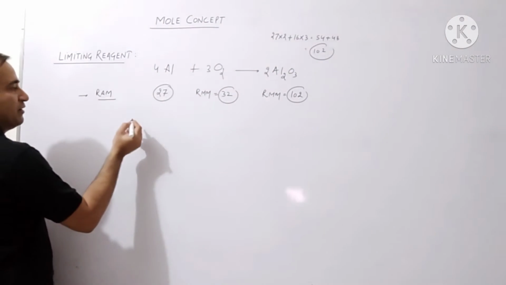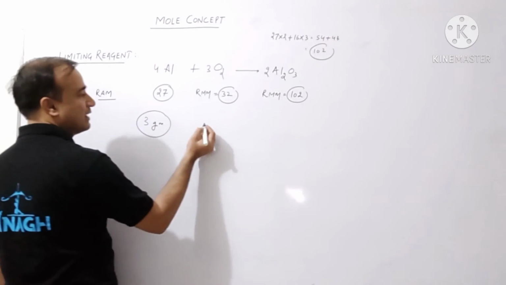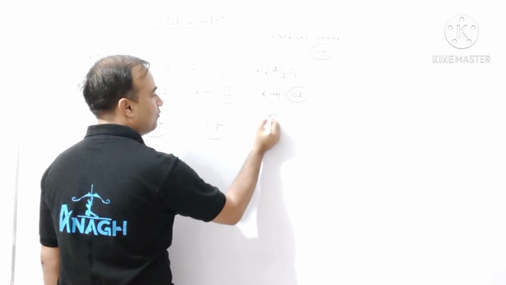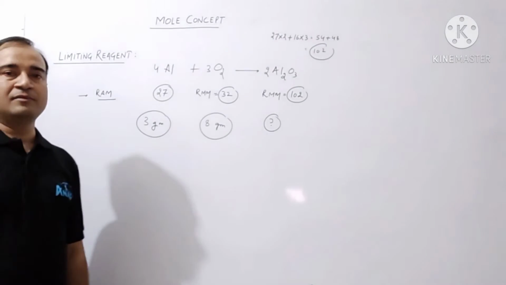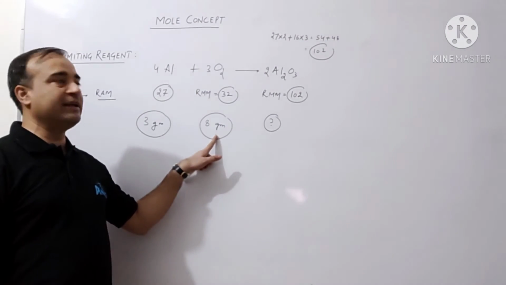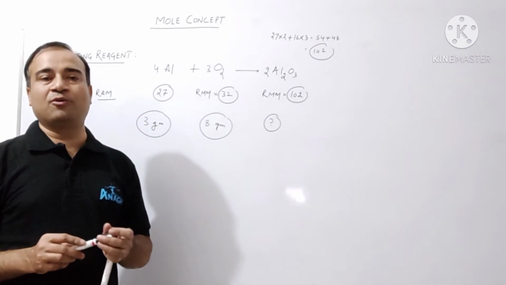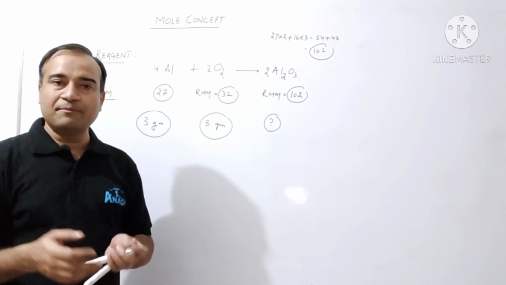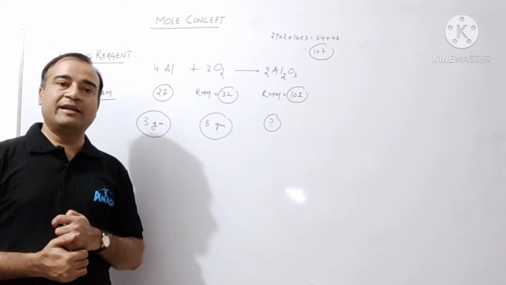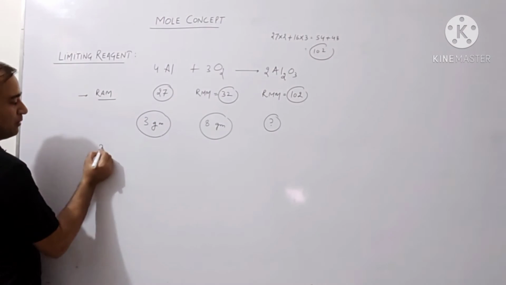In this question, we are given 3 grams of aluminium, which reacts with 8 grams of oxygen. Find the amount of Al2O3 formed. The question is, if 3 grams of aluminium is treated with 8 grams of oxygen, how many grams of Al2O3 will be formed? The procedure is the same. First, we are going to determine which reagent is the limiting reagent and which reagent is the excessive reagent. Let us see. Number of moles.